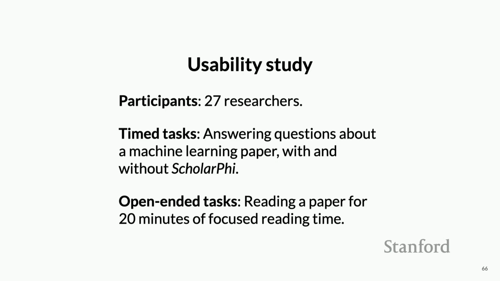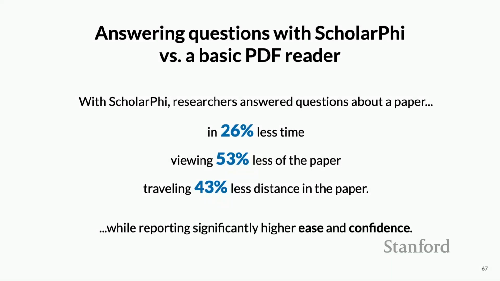And what we ended up seeing is that for the timed tasks, when participants were asked to answer questions that required an understanding of the terms and symbols, they were capable of doing so in significantly less time, and they also viewed less of the paper and traversed significantly less of the paper. And at the same time, they also reported significantly higher ease and confidence in doing so. A type of effect that you would hope for if you're trying to reduce extraneous load as people are trying to understand these fine-grained aspects of the text.